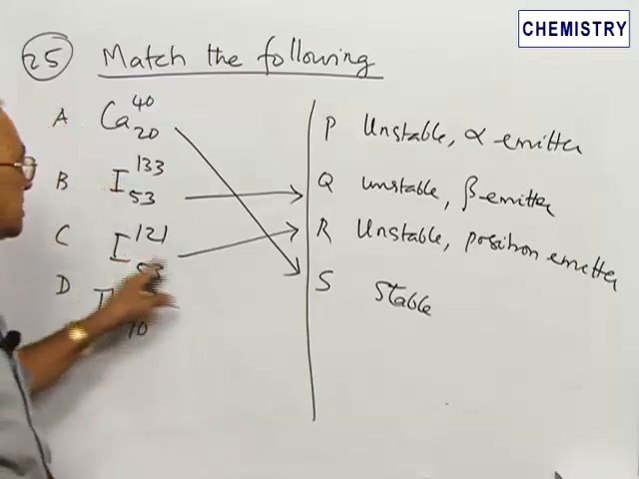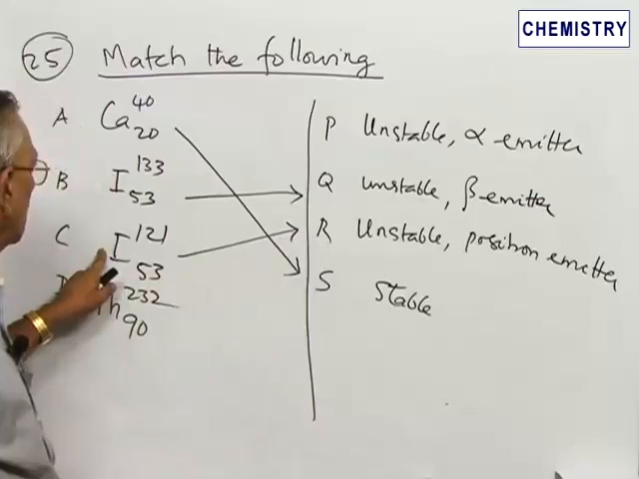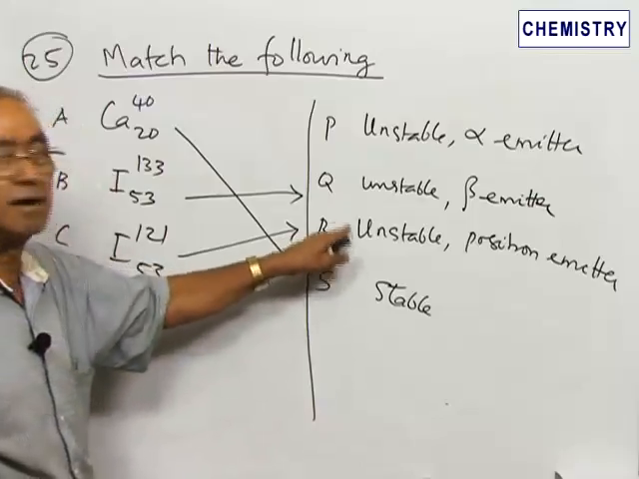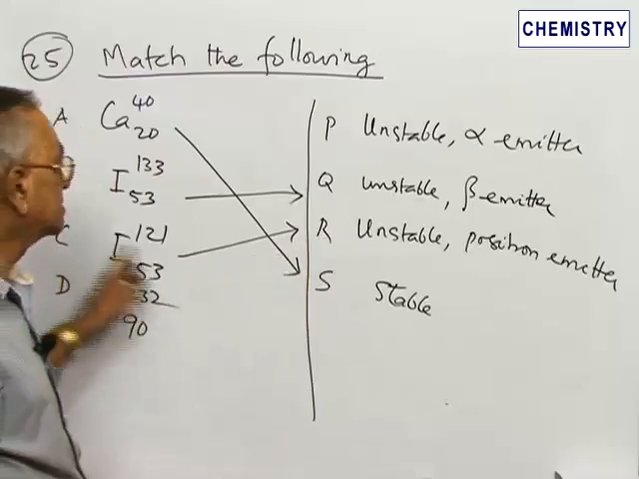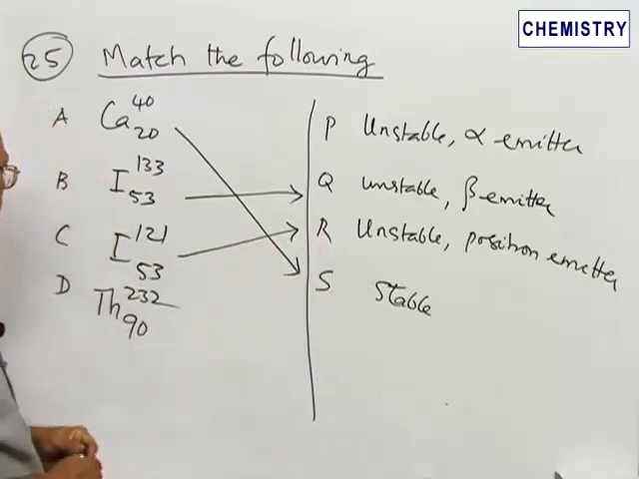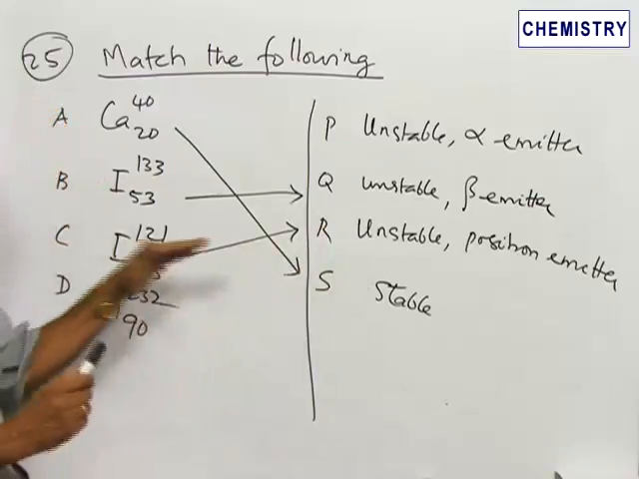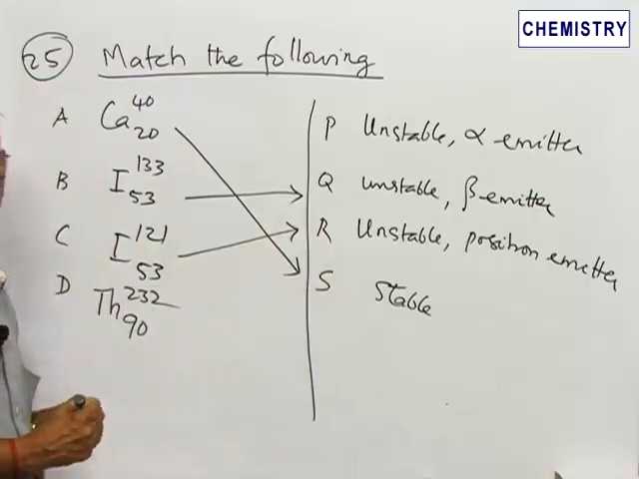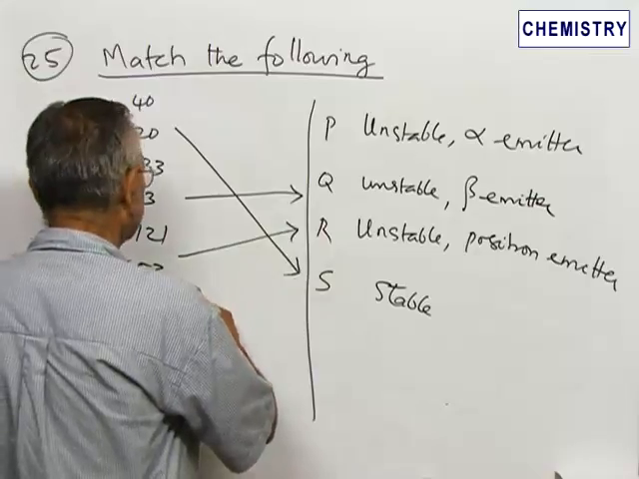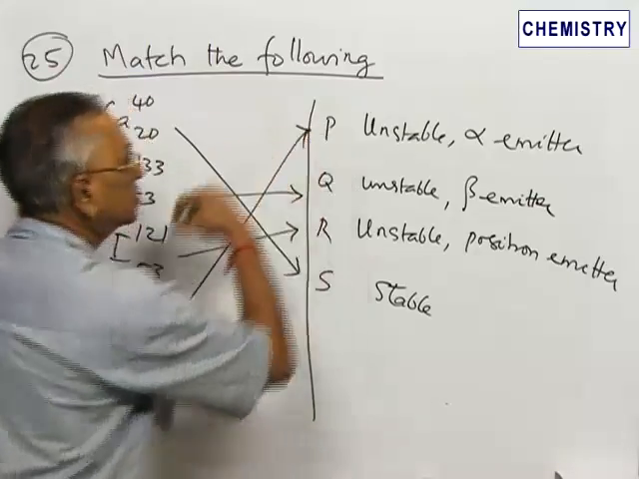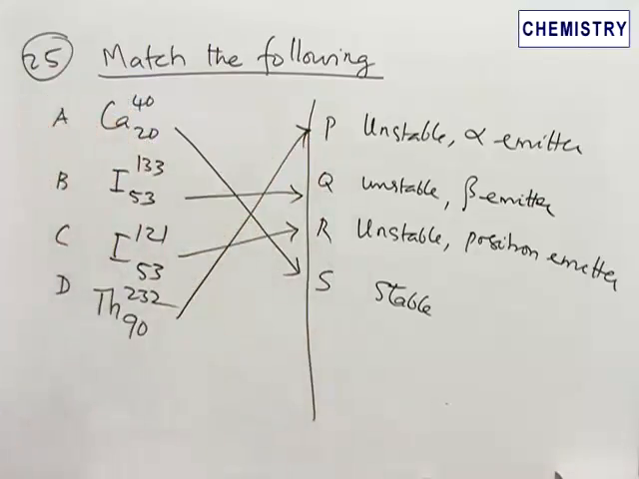So iodine 121 undergoes a positron emission. It is an unstable nucleus. So C matches with R. Then the last one, thorium, comes under the natural thorium series. So it is also unstable, and D matches with P.